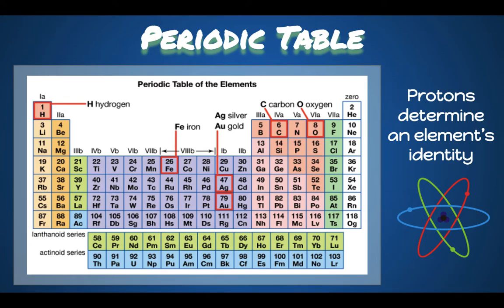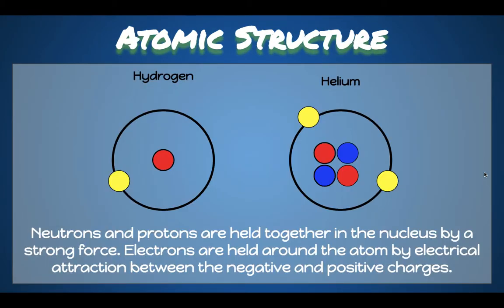As you continue across the periodic table from left to right, you will see those numbers increasing. As you add protons, the element changes. So it goes all the way from 1 to 118 of our known elements. All right, so let's get into atomic structure. The neutrons and protons are held together in the nucleus by a strong force. The electrons are held around the atom by electrical attraction between the negative and positive charges.